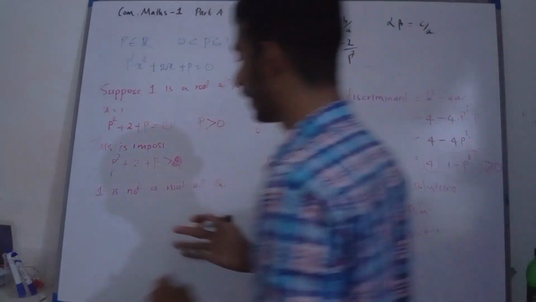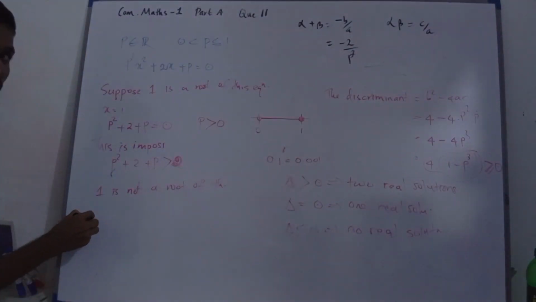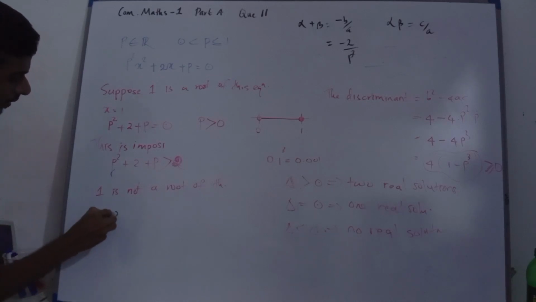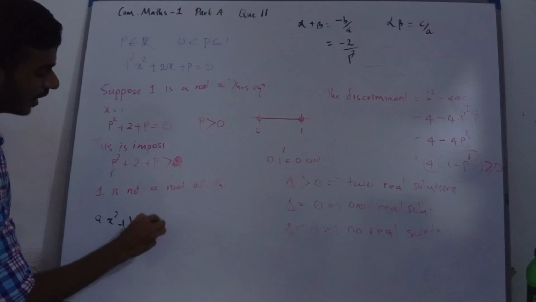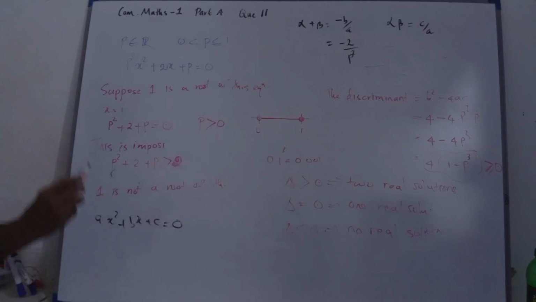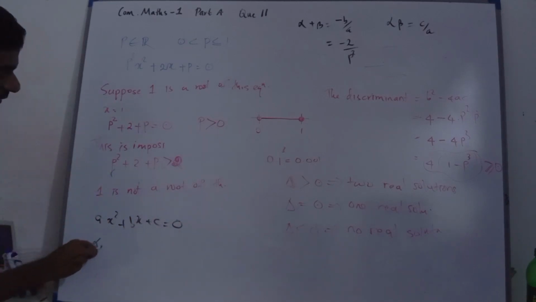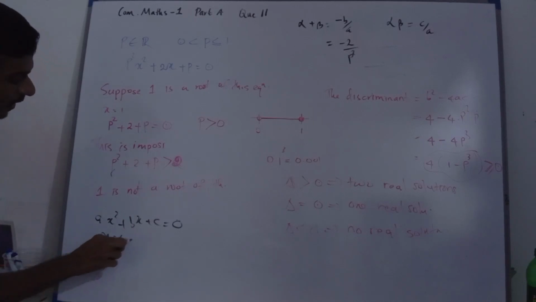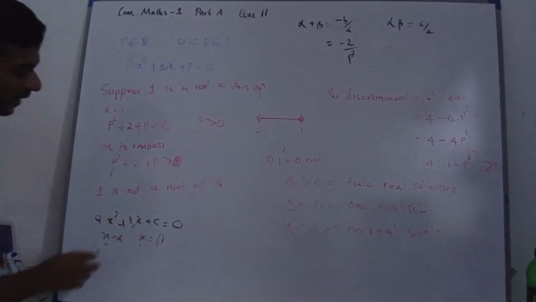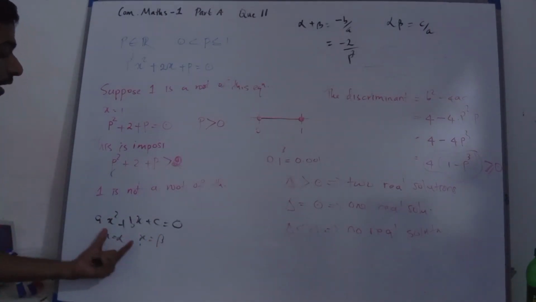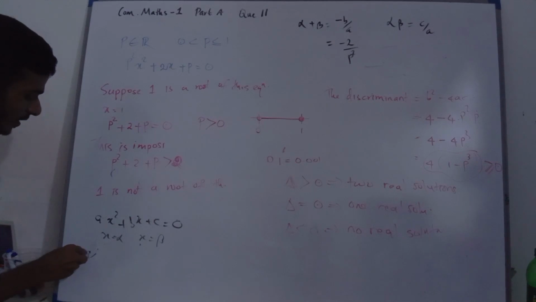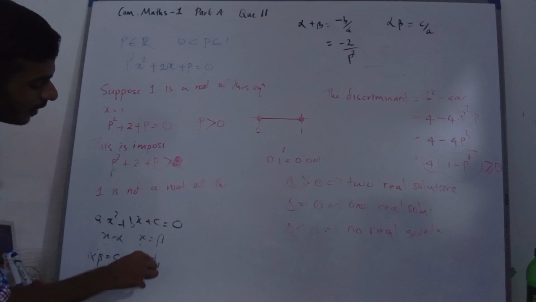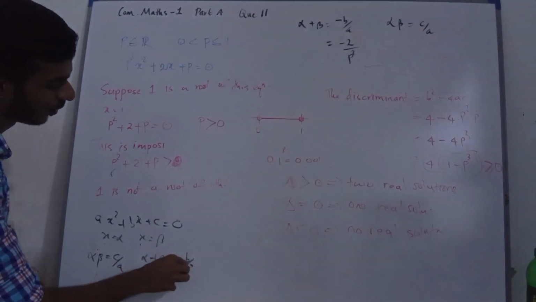So for c over a, we are going to take a typical equation, ax squared plus bx plus c equal to 0. If the roots of this equation are alpha and beta, so x is equal to alpha and x is equal to beta, so let alpha and beta be the roots of this equation. Then we can say alpha beta is equal to c over a and alpha plus beta is equal to minus b over a.